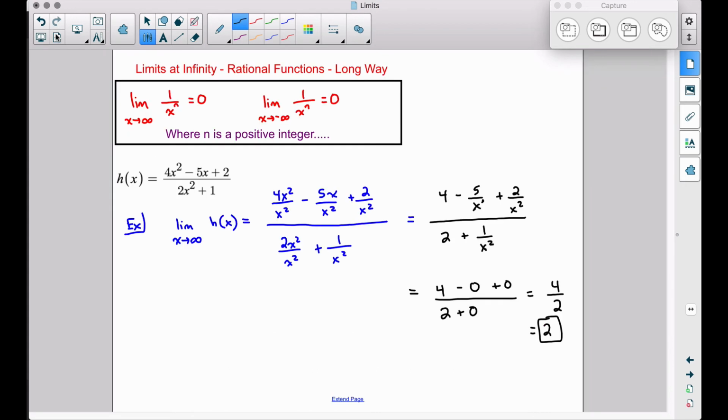One example of doing it the long way, focusing on the degree of your bottom. Take every single term in the numerator and the denominator of your rational function, divide it by that degree of your denominator, x squared in this case. Apply the new rules here. Don't ever forget these. These will be used a lot in Calculus 1 and Calculus 2. And then noticing that it simplifies down to give us a limit of 2.